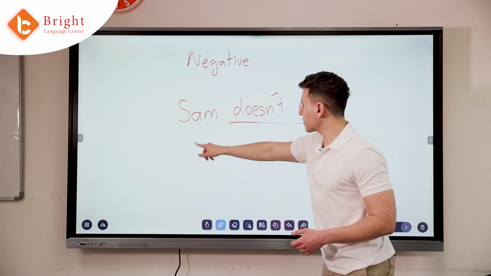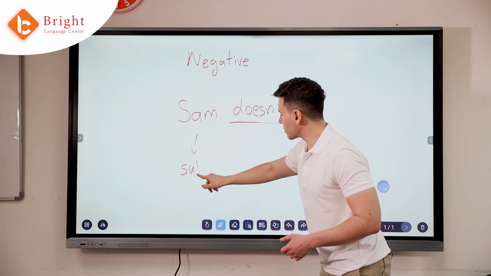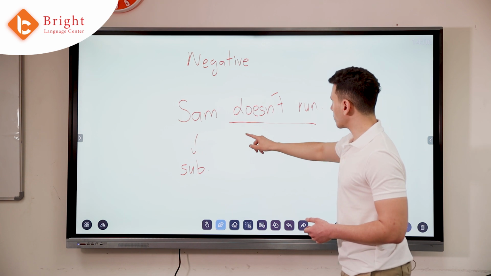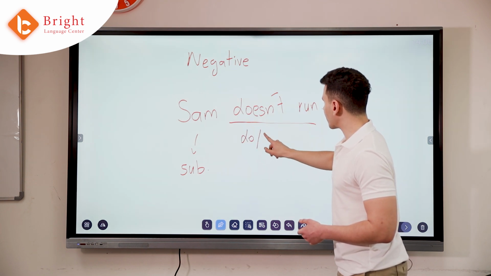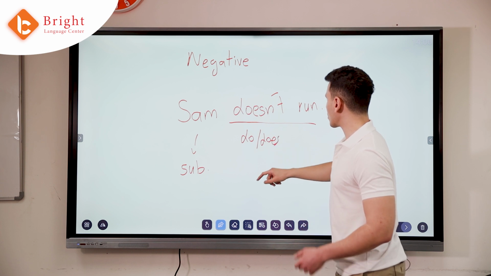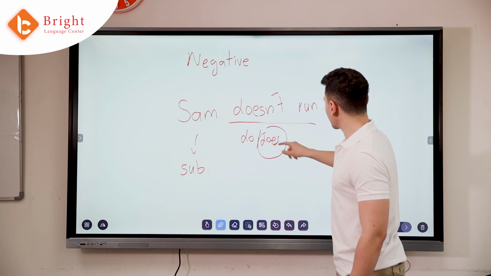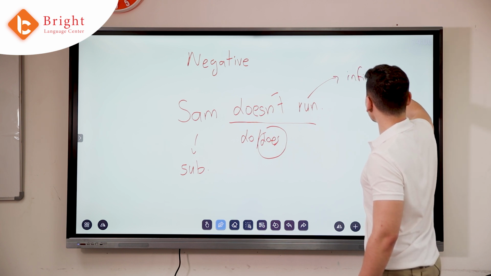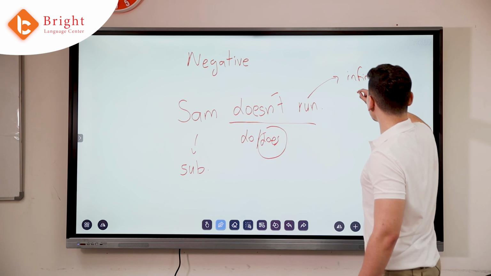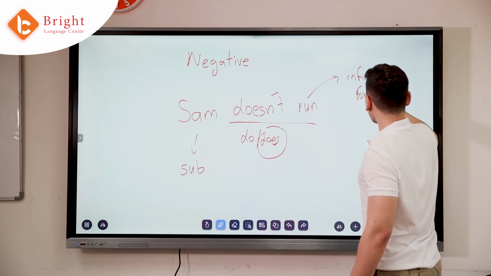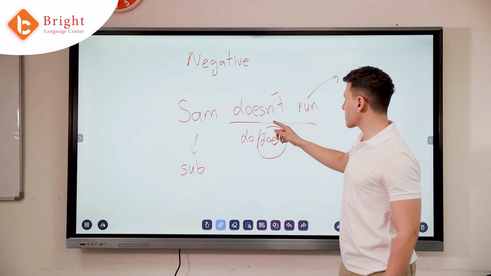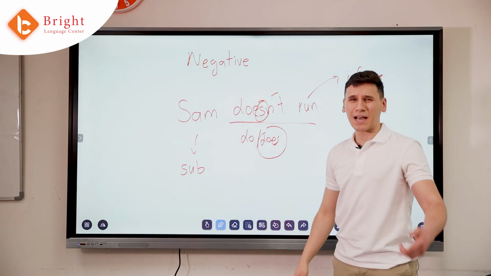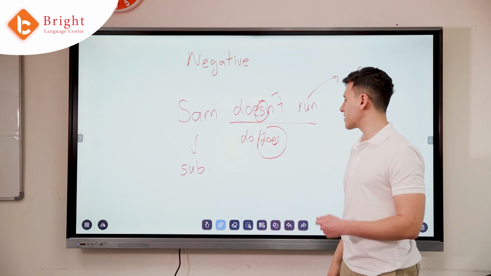Here, Sam, again, is the subject. Let's just write sub. Then we have the verb and doesn't. We must add do or does before the verb. But for the case of he, she, or it, we add does, plus the verb in its infinitive form, in its root original form. We do not add an S because the S joins does. It goes here, not there. So we don't say Sam doesn't runs, we say Sam doesn't run.